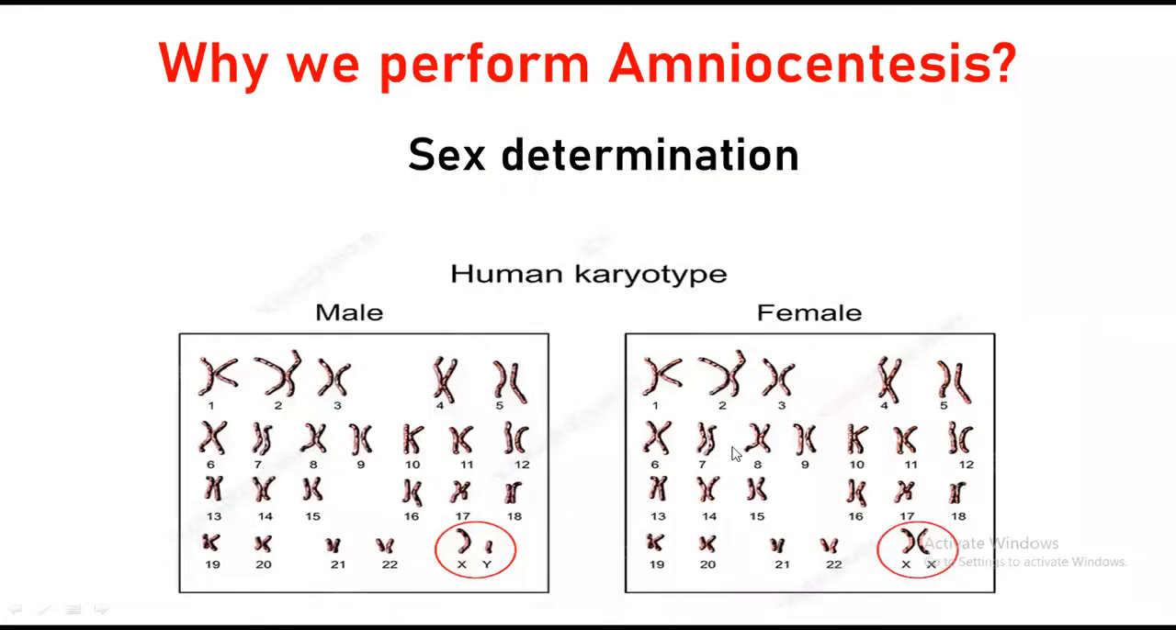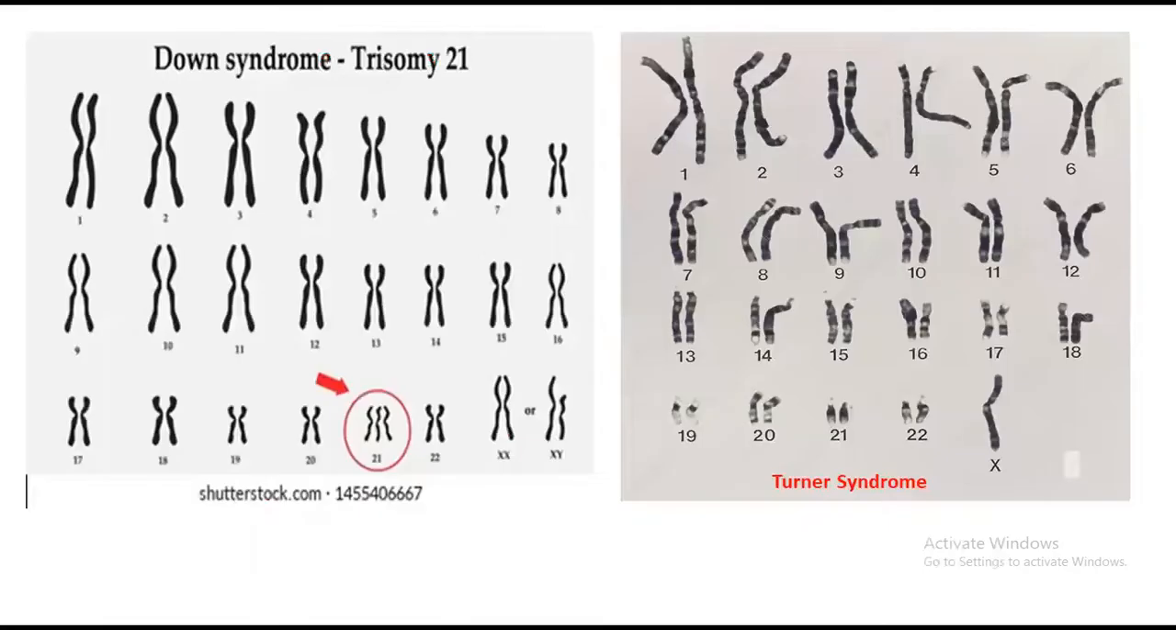Now, why do we perform amniocentesis? It is for sex determination. Okay, so this is the male one. If we examine the karyotype and it is just like this, we can say that it is of a male. And if it is like this, then we will say that definitely the baby is a female baby. After that, another type of diagnosis we can do is Down syndrome.